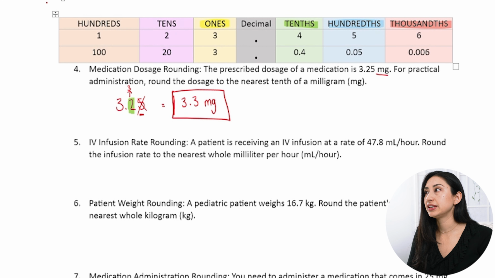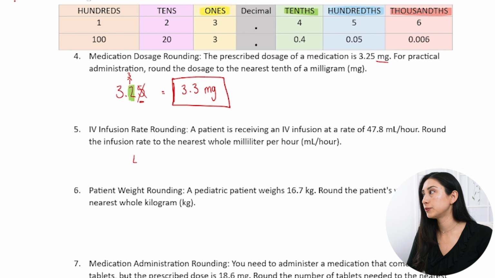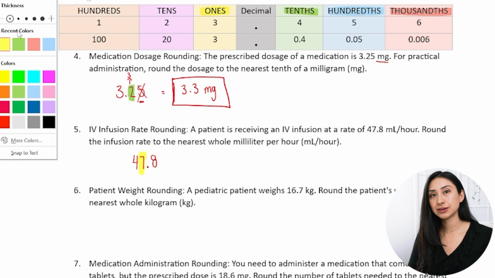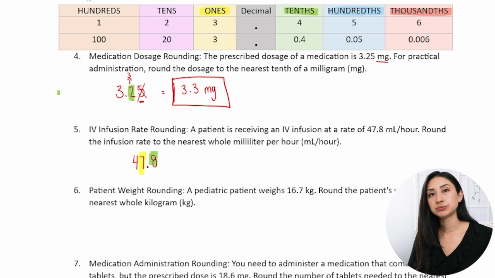So what value did they give us? They gave us 47.8 milliliters per hour. So I'm going to write that down, 47.8. With that 47.8, which number is in my ones place? That 7 is in my ones place. So we did step 1. Step 2, figure out which number is to the right. So which number is directly to the right of that 7?